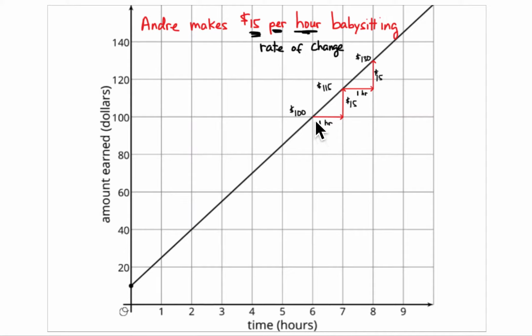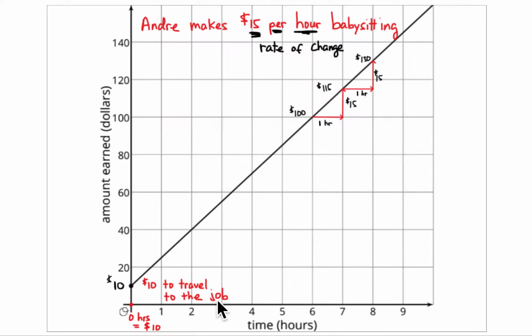So once again, if he goes from 6 hours to 7 hours, he started at $100 after 6 hours, works 1 more hour, he makes another $15 to $115. 7 to 8 hours, he works 1 more hour, and he's made $130. He's added another $15. So that's the rate of change, and you can get that from this description, $15 per hour.